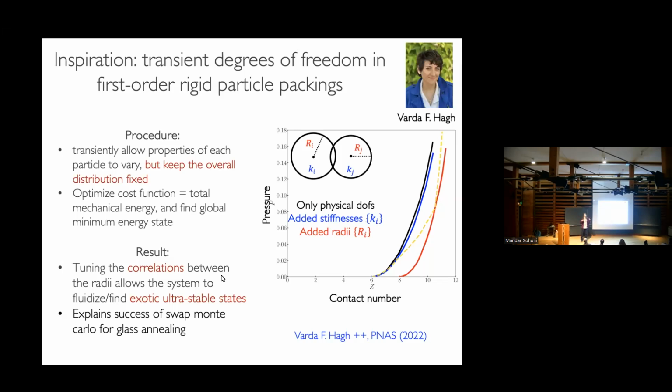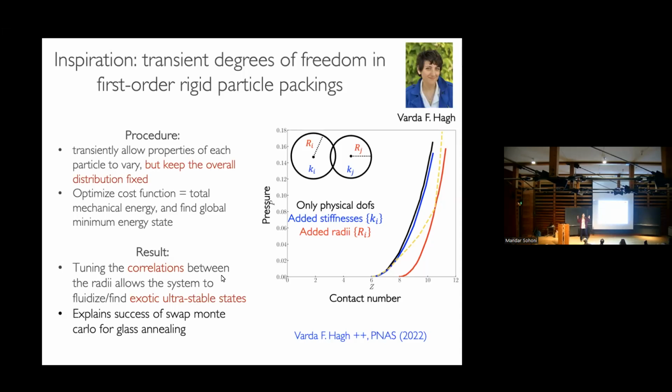And we say, oh, when we open up those new degrees of freedom and we allow optimization on those new degrees of freedom, what do we find? And so what we find is that actually tuning the correlations between the radii allows the system to find exotic ultra-stable states and basically fluidize.